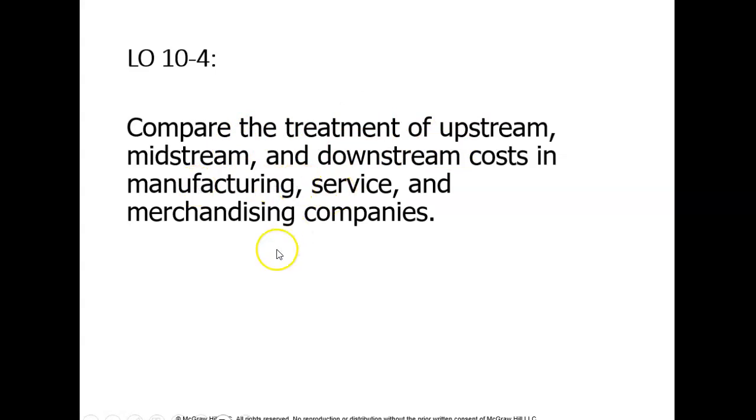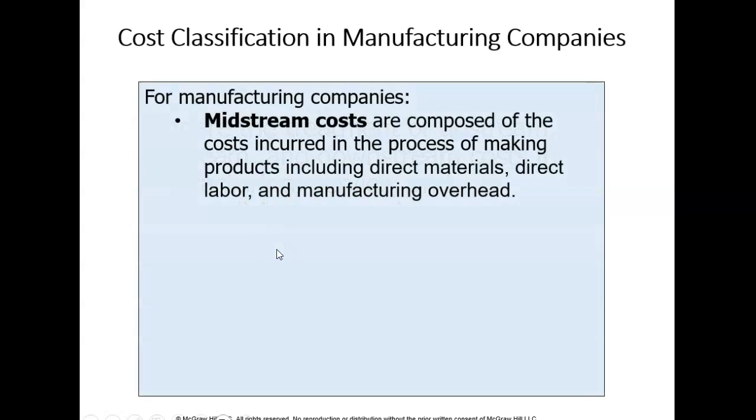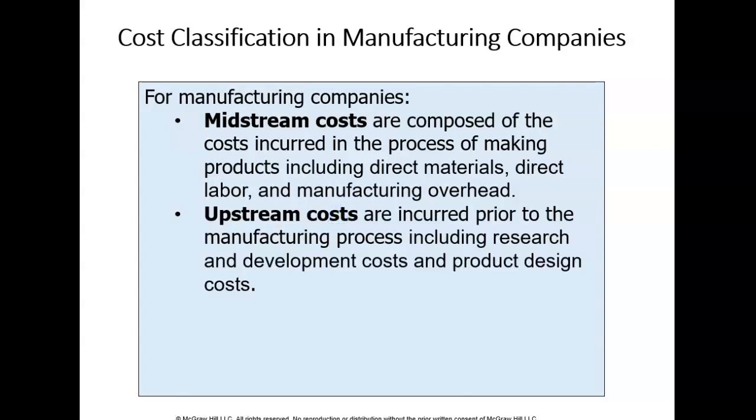So now we're going to talk about upstream, midstream, and downstream costs in manufacturing, for both a service-based company and a merchandising company. Midstream costs are composed of the costs incurred in the process of making products. That would include direct material, direct labor, and your manufacturing overhead. So when you hear someone mention midstream costs, they're referring to product costs.